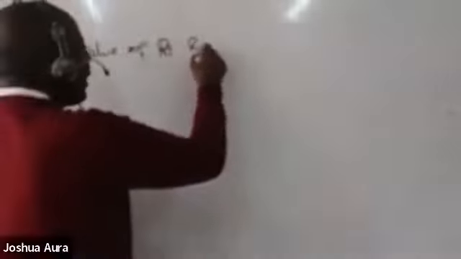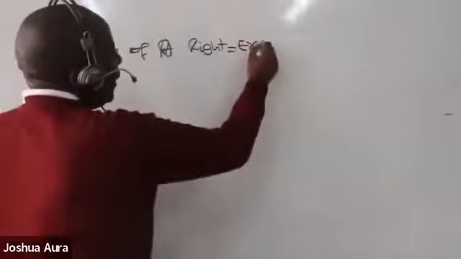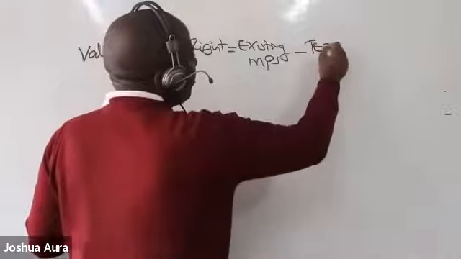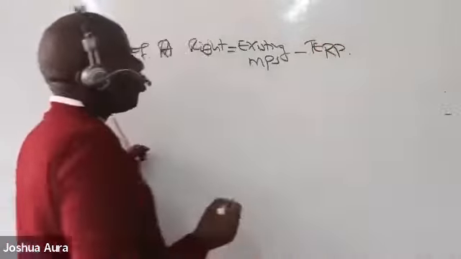Now let's go to number 3. The theoretical value of each right. What is the theoretical value of each right? Now, ladies and gentlemen, how do we get the theoretical value? We call it the value of a right. This is very easy. You simply take the existing MPS minus the TERP. Existing MPS minus who? Minus the TERP.